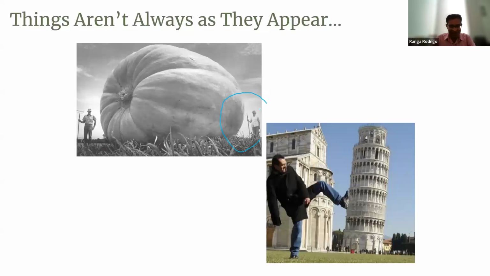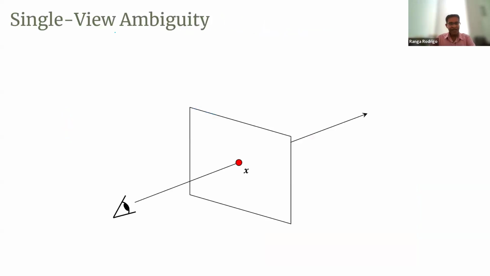So things are not as they always appear. For example, how did they make this picture? They kept the camera near the pumpkin, made the focal length small, made the aperture very small, so that the whole scene is in focus, so that the far away people and the pumpkin were in focus. So here also they did it like that.